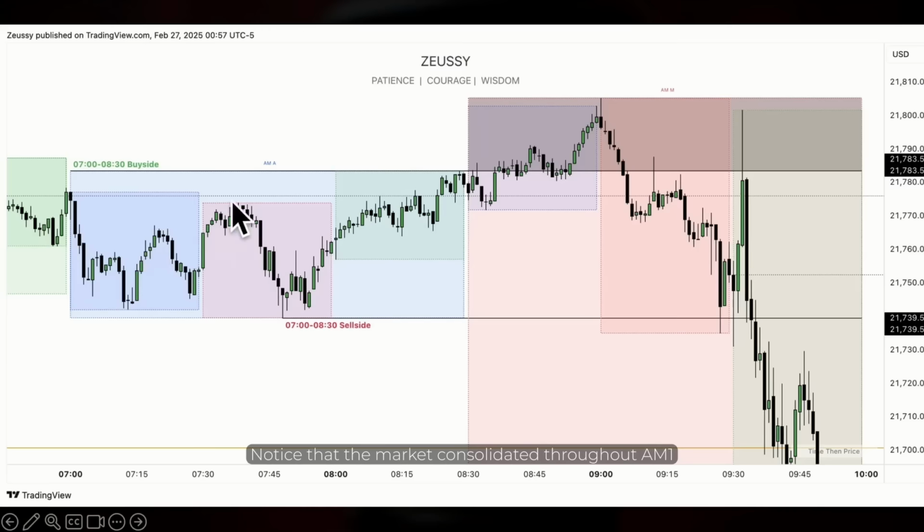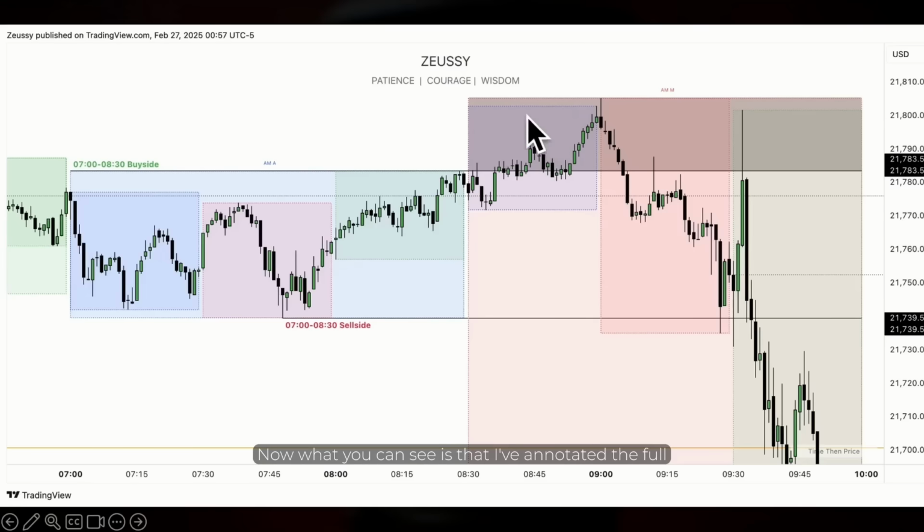Notice that the market consolidated throughout AM1. This consolidation sets the stage for how AM2 is going to deliver. Meaning we will be looking for the market to run higher, taking out the buy-side liquidity of the previous 90-minute cycle high, the AM1 high. Why? Because we're looking for lower prices, meaning we're anticipating open high for this 90-minute cycle. Notice that the market runs higher throughout 8:30 to 9, the first 30-minute cycle within this second 90-minute cycle of the morning session. We then see a new 30-minute cycle open up, open high at 9 a.m. and the market begins to drop towards the downside.